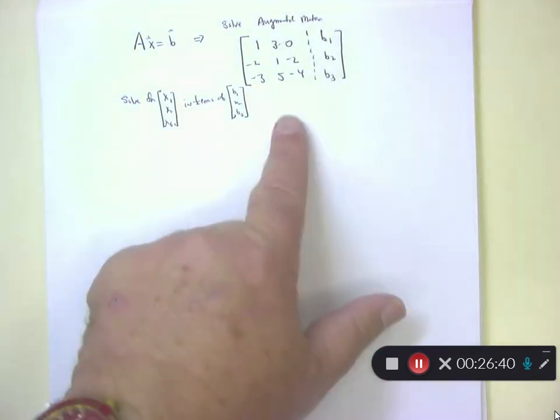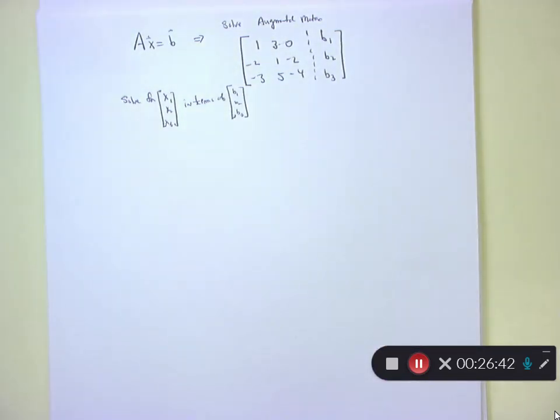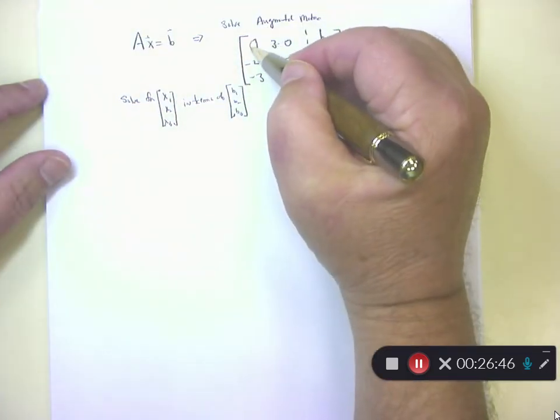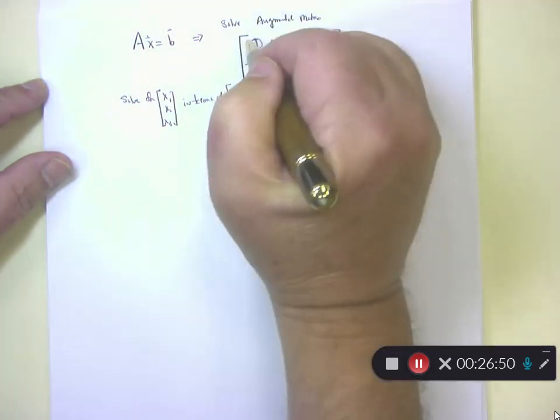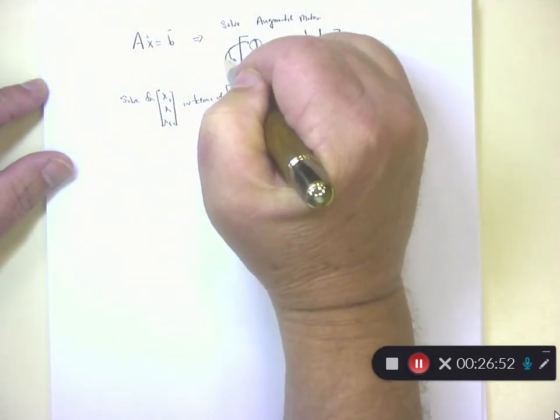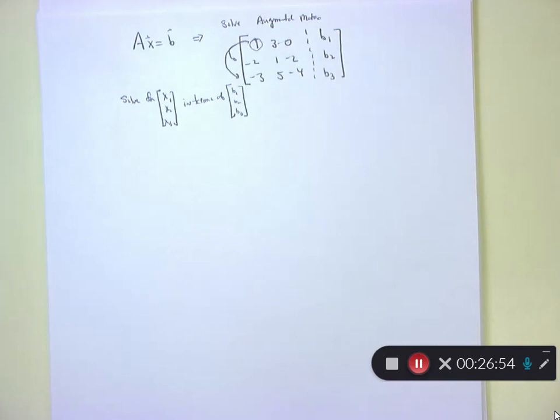How would you solve this? What would you do? Again, I was nice to you guys. Notice I put in the first row, first column position a pivot. I would sweep down and kill off the guys below it. I'm going for my reduced echelon form.